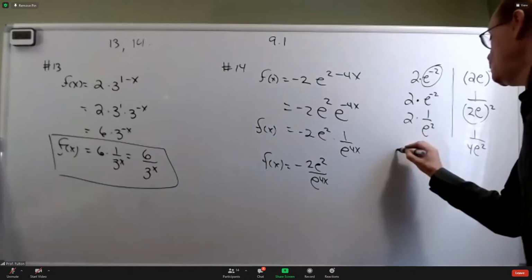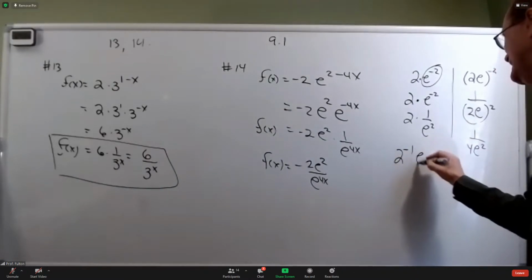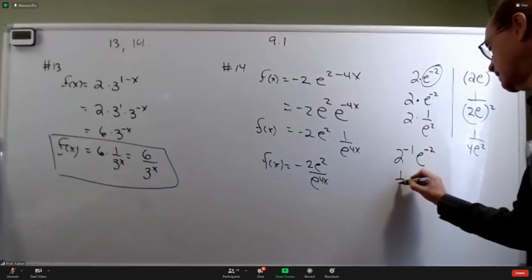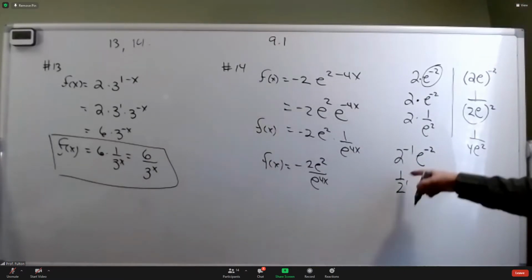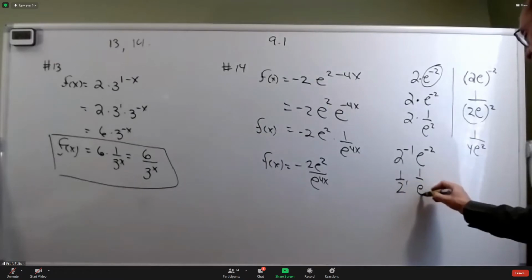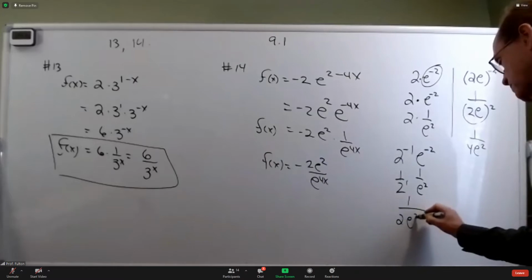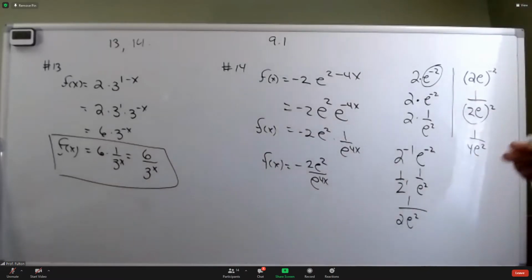Now, if you had 2 to the minus 1, e to the minus 2, well, that 2 to the minus 1 would come down as a 1 over 2 to the positive 1, and 1 over e to the positive 2, which I can write as 1 over 2e squared. So as long as there's multiplication in between them, you always treat them as separate terms.